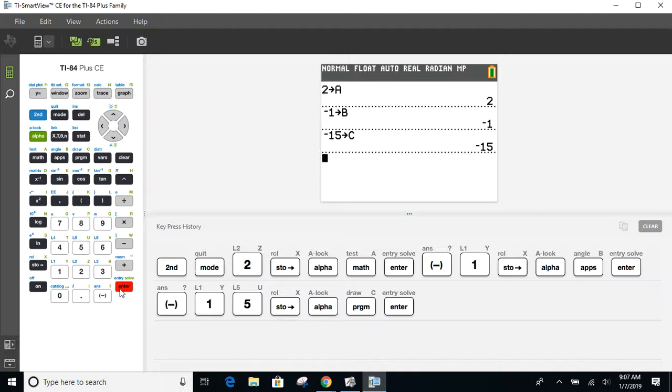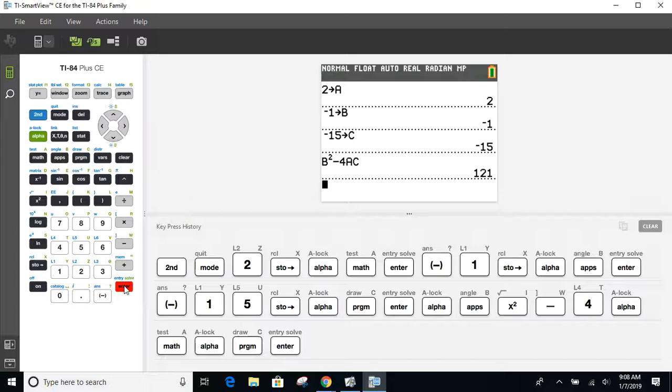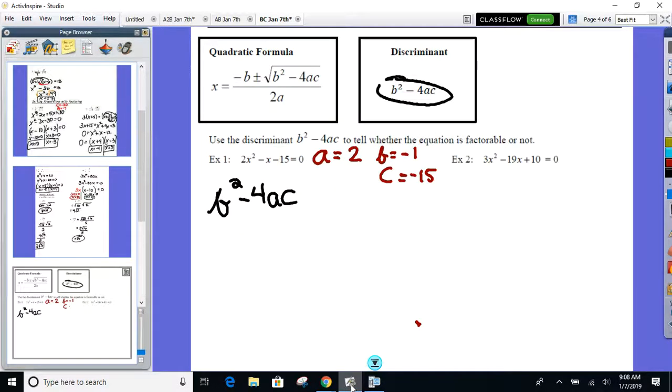And now what do I want to know the value of? Ready? B squared minus 4AC. Your calculator's not going to make a mistake. And that tells you the value underneath the radical, the discriminant, is 121. Can't get it wrong. Nope, because I'm hoping you plug it in your calculator.